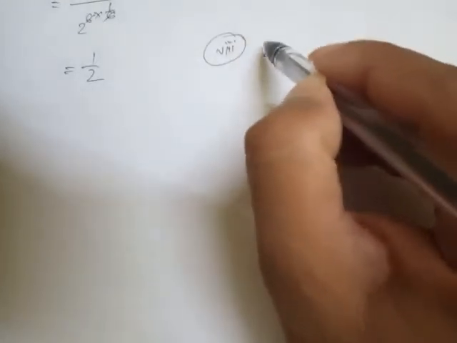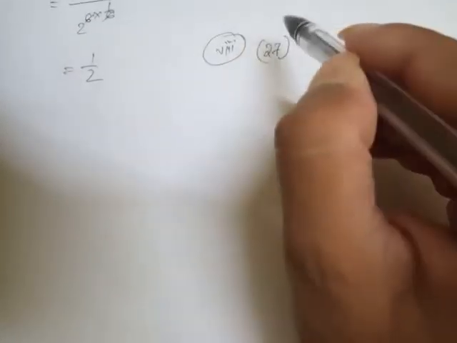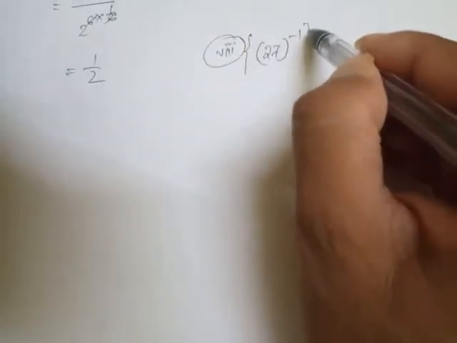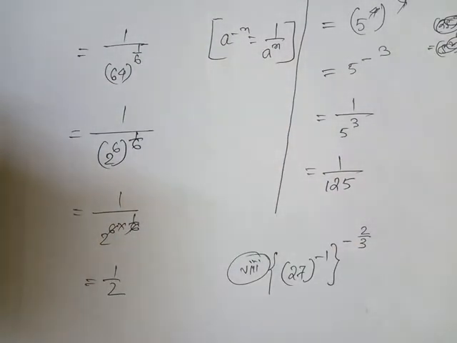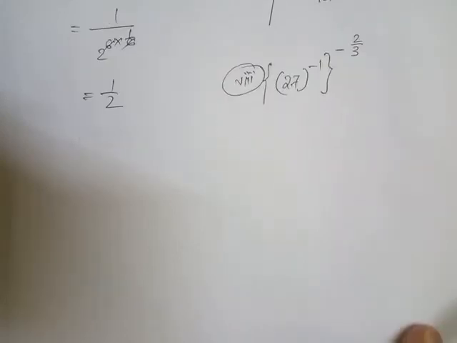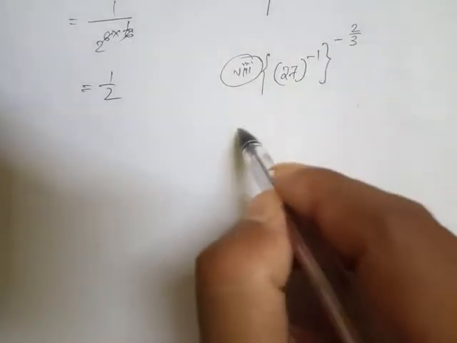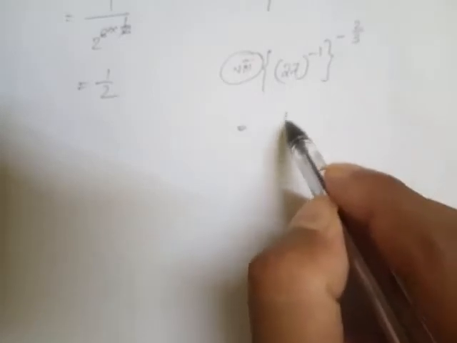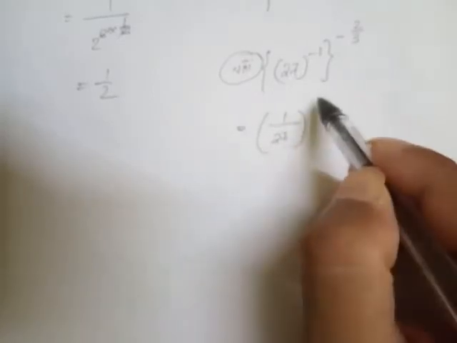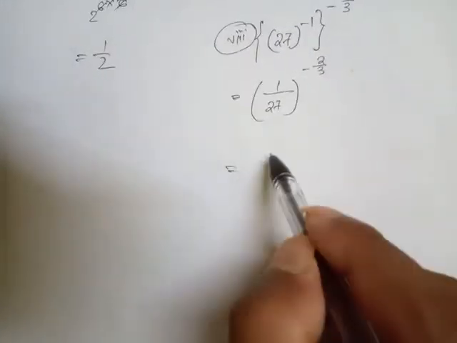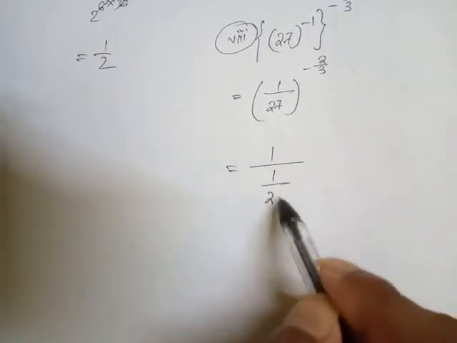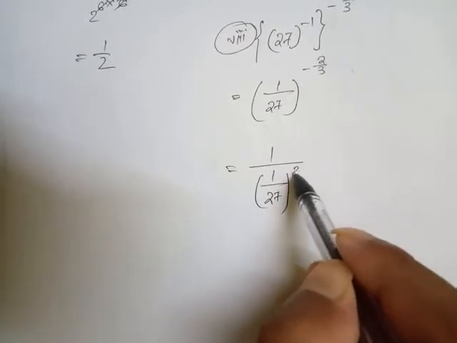Now the question is 27 to the power minus 1, whole to the power minus 2 by 3, using the same formula. Using this formula also I will use it now. First of all, a to the power minus n means 1 by a to the power n, and this I will keep the same. Now in the next step I will use that formula again, 1 by 27 whole to the power 2 by 3.